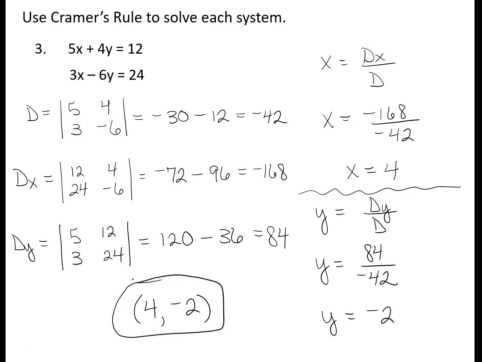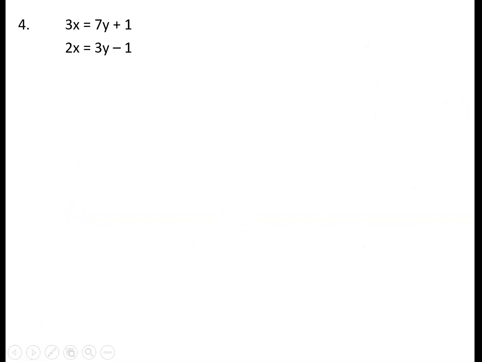And certainly you can check it just like you can with any method. If you take those values, plug them back into each one of your original equations, both equations should be true when you substitute these values in. It doesn't take long to check. You can use your calculator if you want, but I would definitely recommend checking your answer. Okay, so we've learned how to do one. Let's go ahead and do another just for the practice.